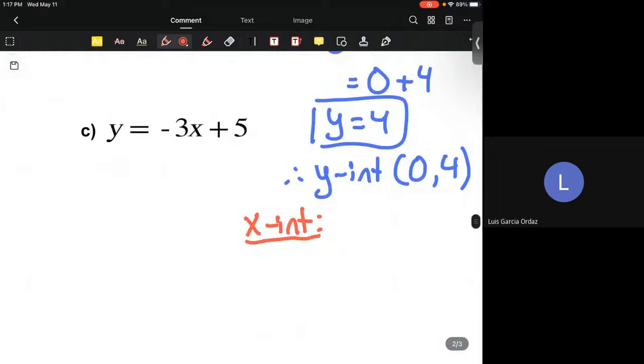So I'm going to get 0 is equal to negative 1 over 3x plus 4. Now we're doing some algebra. So I need x by itself. So Kareem, what do you want to move over?